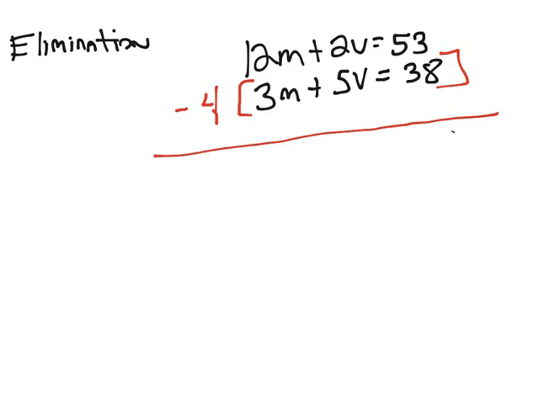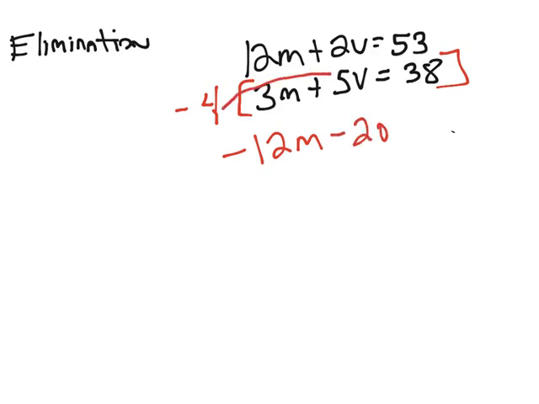Now, if we look at this, actually, let me get rid of my wall here. Let me multiply that 4 out across everything here. So we're going to have negative 12m. Then we do negative 4 times the 5 here. That gives us a negative 20v. And then let me get out my calculator to do 38 times 4. I'm not that good with math, so I got to get out my calculator. So if we do 38 times 4, that's 152.